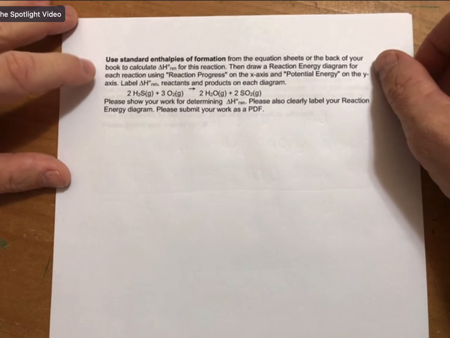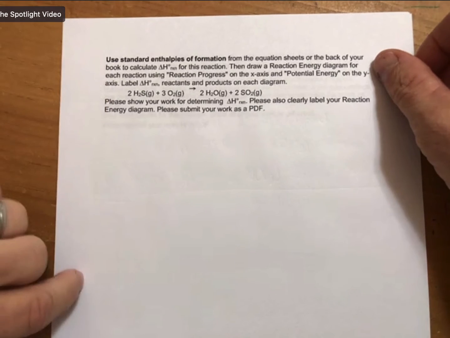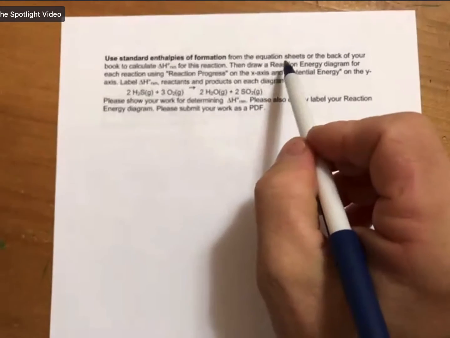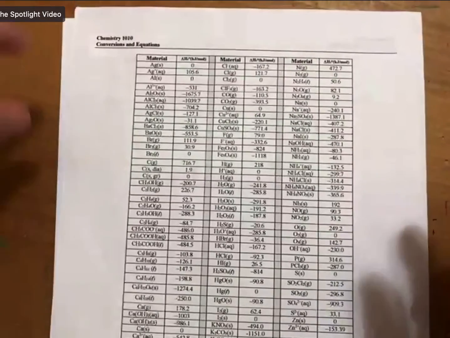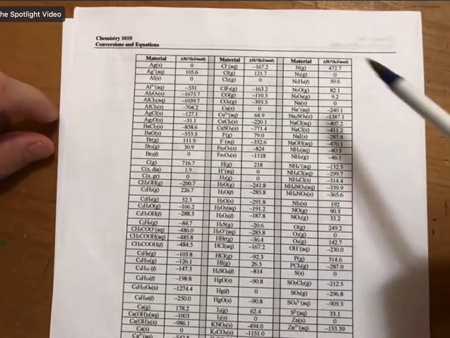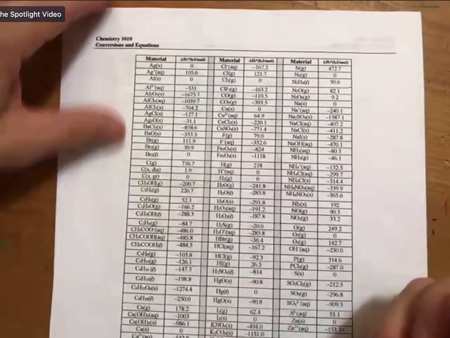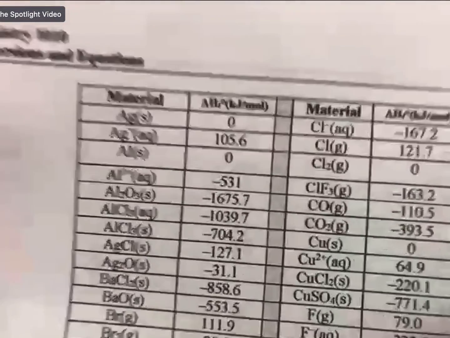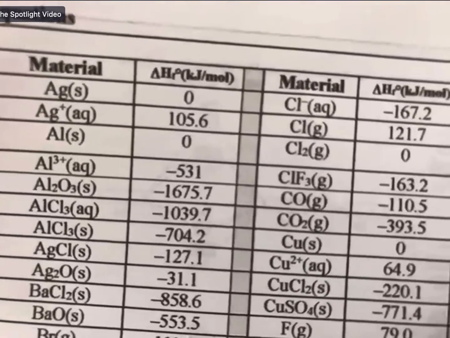And I guess I cut and paste this from a former written homework problem where I had multiple reactions to do. We only have one reaction to do, and it mentions the equation sheets for standard enthalpies of formation. The equation sheet's going to look like this. This is my Chem 1010 version. And you're going to see in tiny script here, this says delta HF naught, which is the change in the heat of formation under standard conditions.